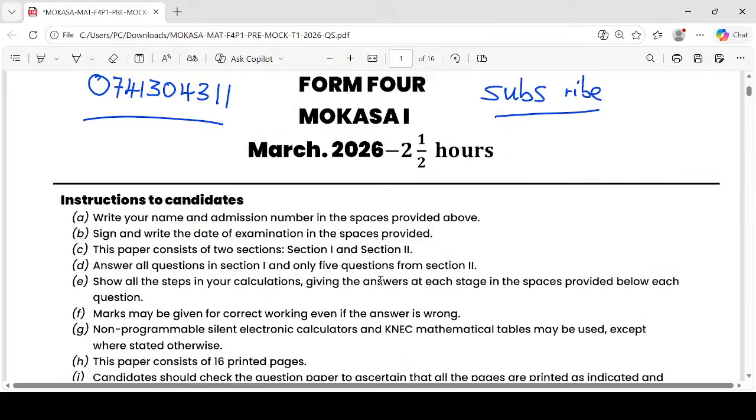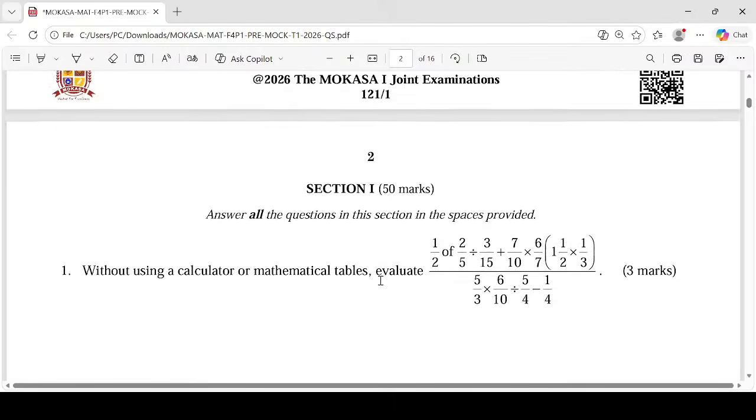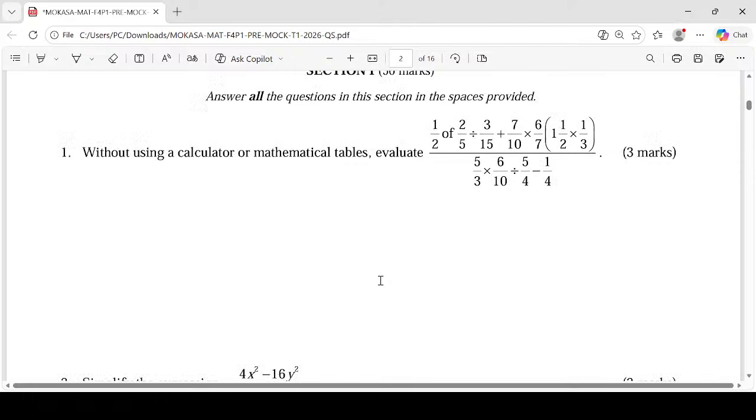So let's have a look at this MOKASA 1. Question number 1: without using a calculator or mathematical tables, evaluate a half of 2/5 divided by 3/15, plus 7/10, times 6/7 into 1.5 multiplied by a third, all of this being divided by 5/3 being multiplied by 6/10 divided by 5/4, minus a quarter.